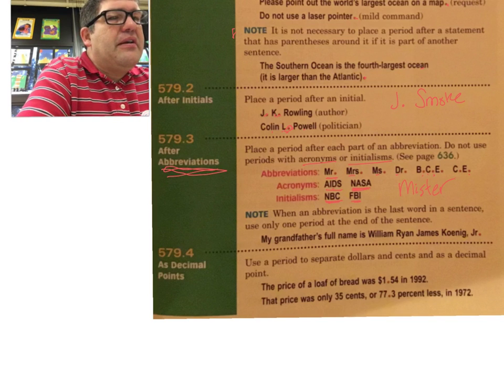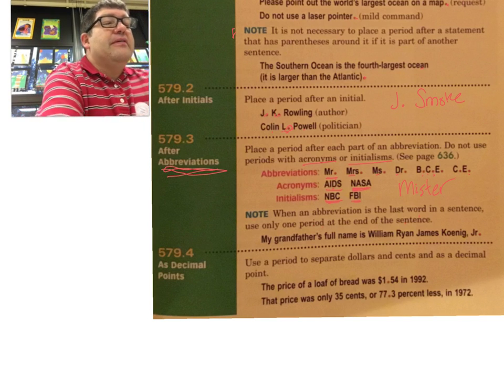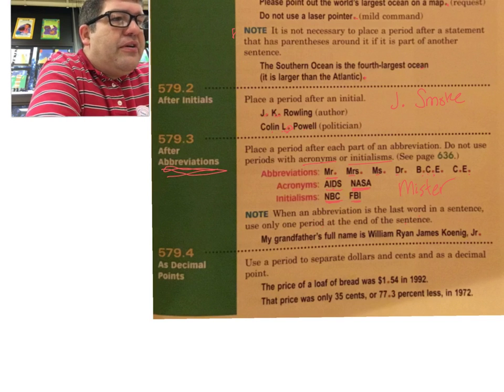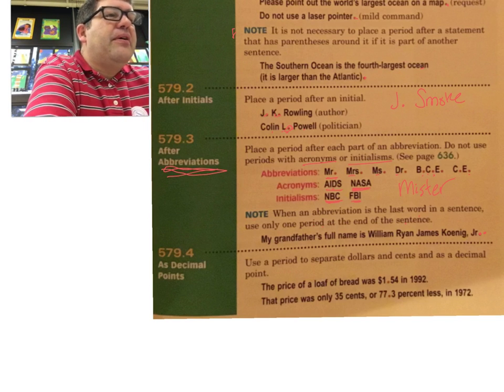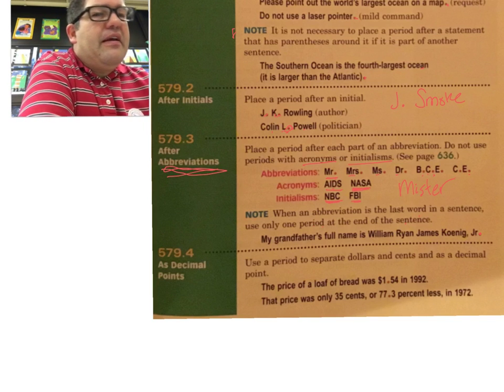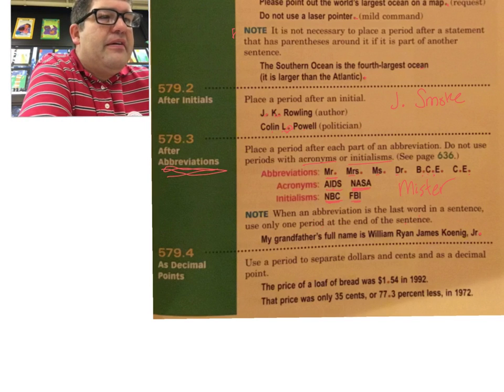When an abbreviation is the last word in a sentence, use only one period at the end of the sentence. So, my grandfather's full name is William Ryan James Koenig, Jr. And Jr. is an abbreviation, so you put a period right here. It's also the end of the sentence, so you're not going to do period, period. This period can do two things. It can end the sentence, and it can be the period for the abbreviation. Okay?